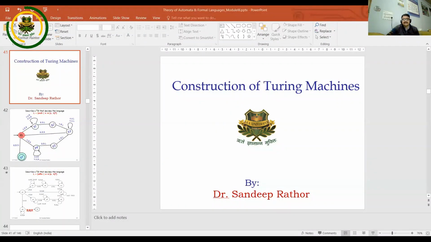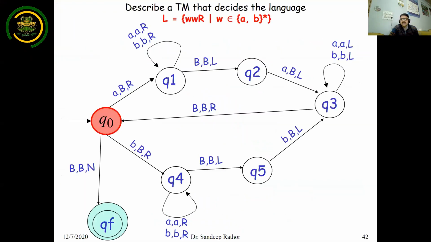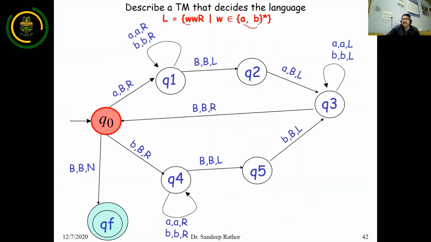So today we will discuss some different types of Turing machines that can be designed or constructed. In the previous lecture, we designed the Turing machine for WWR. W can be any combination of A and B.